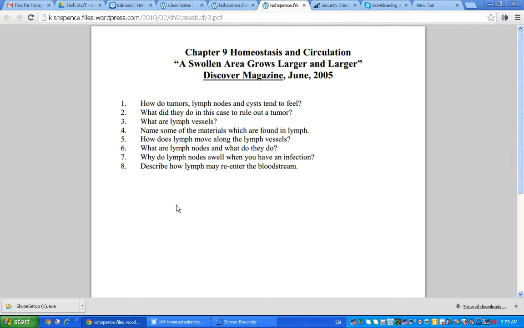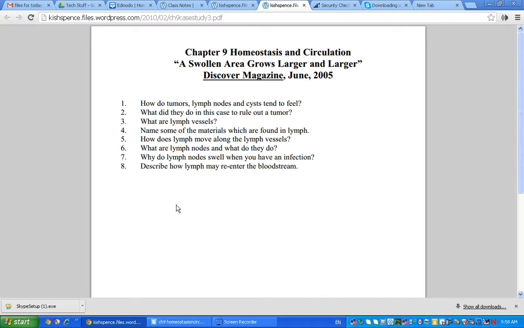Number 2, what did they do in this case to rule out a tumor? They performed an ultrasound because an enlarged lymph node has a distinctive appearance, so they were checking to see whether or not it might be an enlarged lymph node.